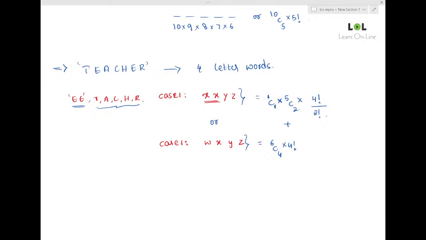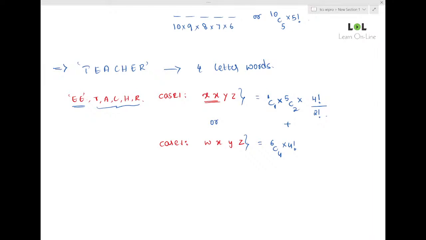TACHR, singles. 5 singles are there. We need 2 singles, so 5C2 ways. Now one pair is selected, 2 singles are selected, means 4 letters are selected. We can arrange them in 4 factorial ways. Since there are 2 E's, we have to divide by 2 factorial.